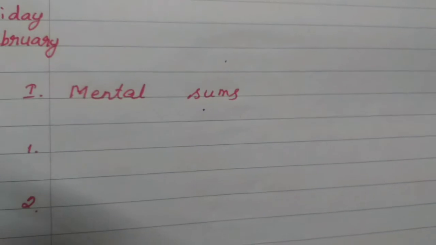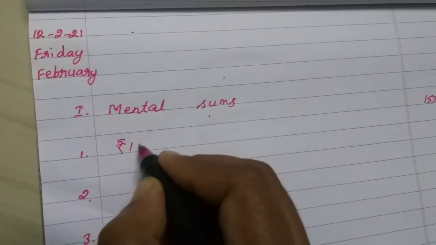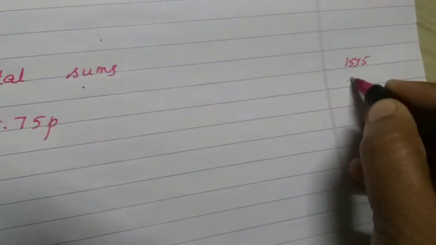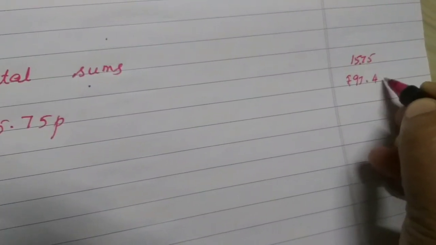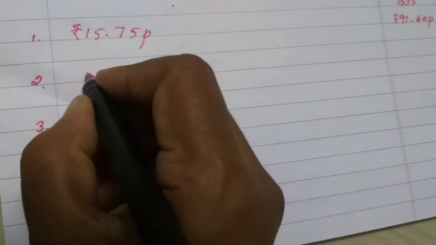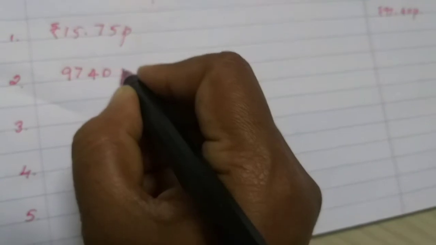Students, all of you check your mental sum answers. In the first one, 1575 paise, you should change into rupees. First of all, you should put the decimal point from the left-hand side, after 2 digits. So, 15 rupees 75 paise. And the next one, 97 rupees 40 paise, and you have to change into paise only. Don't write the rupees. Just write all the numbers without the point, 9740. Just write only paise.